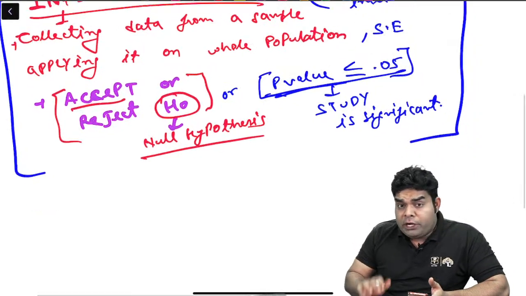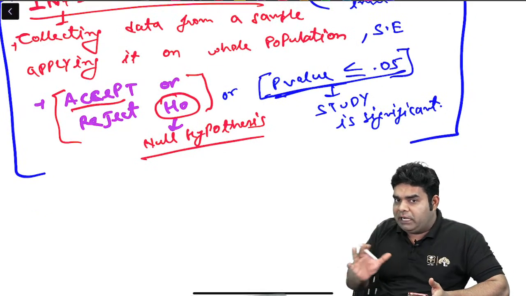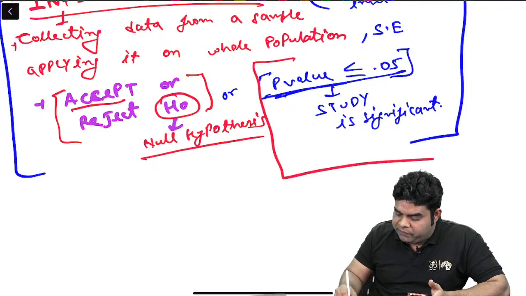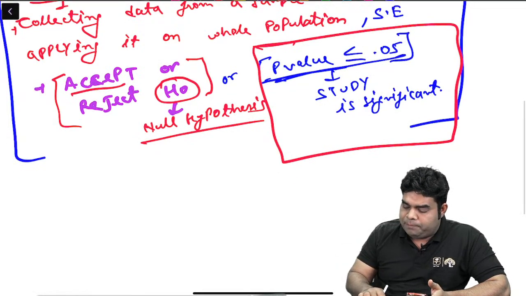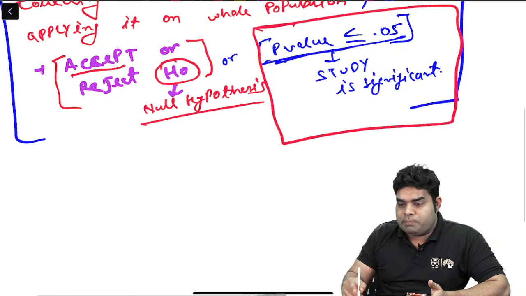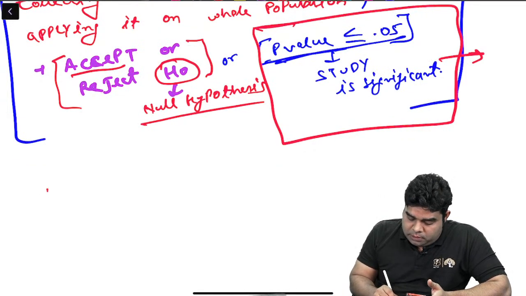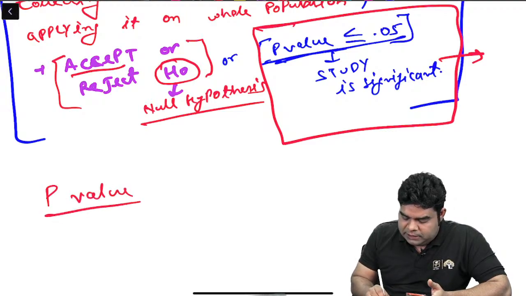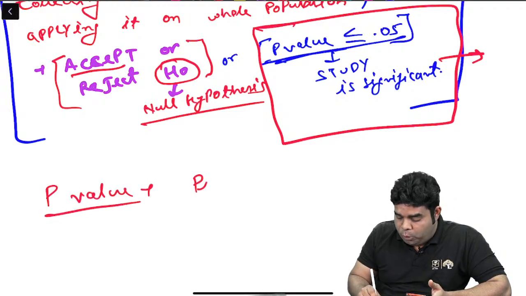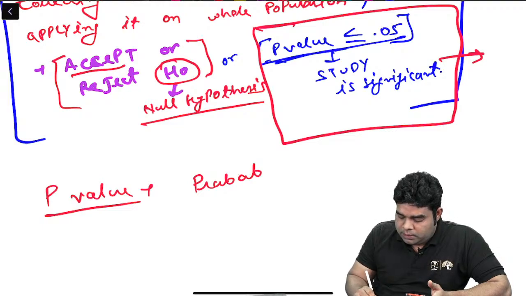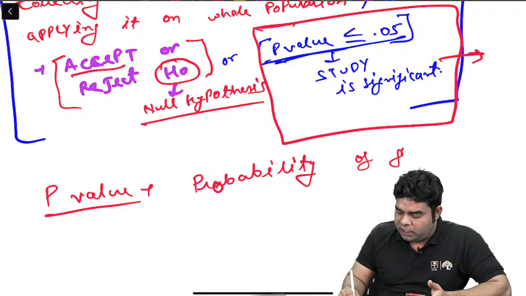Now, I want to explain the p-value better, because many questions come from p-value, and most of us think we know p-value, but we just mug up this line and we don't understand it properly. See, the definition of p-value is the probability of getting a significant result by chance.